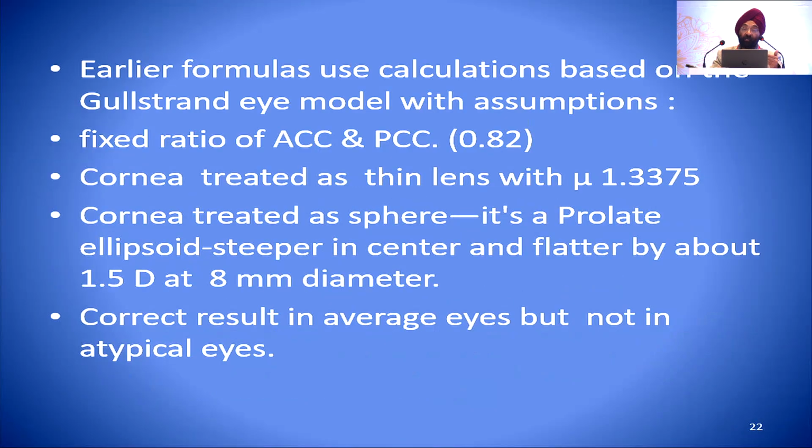Earlier formulas also used some other assumptions, that there is a fixed ratio of anterior corneal curvature and posterior corneal curvature. Cornea was treated as a thin lens with a refractive index of 1.33. Actually, it is 1.37. Cornea was treated as a sphere, but it is a prolate. This used to give us very good readings and results in average eyes, but not in atypical eyes, in short eyes, long eyes, and eyes which are flatter or steeper.